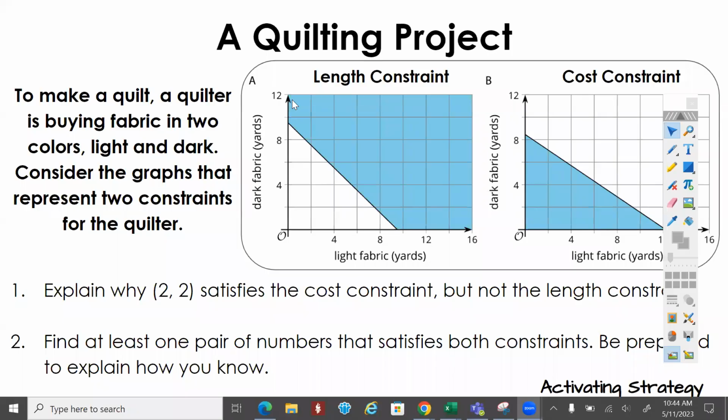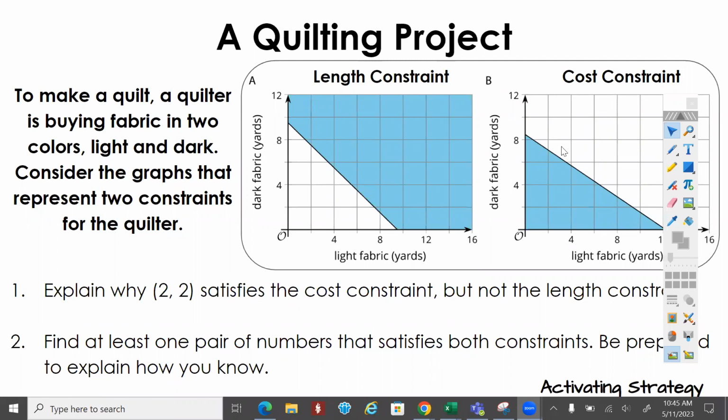Make a quilt. A quilter is buying fabric, 2 colors, light and dark. Consider the graphs that represent 2 constraints. What does the word constraint mean? To tighten or to restrict something. Okay, so explain why 2 satisfies the cost constraint but not the length constraint.